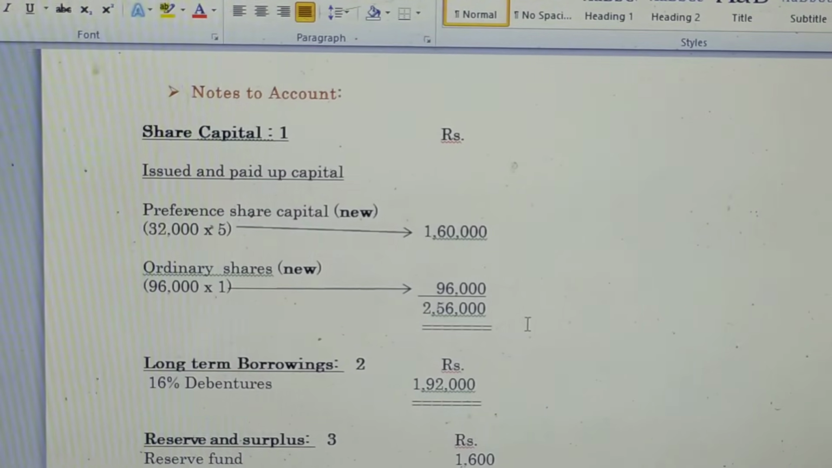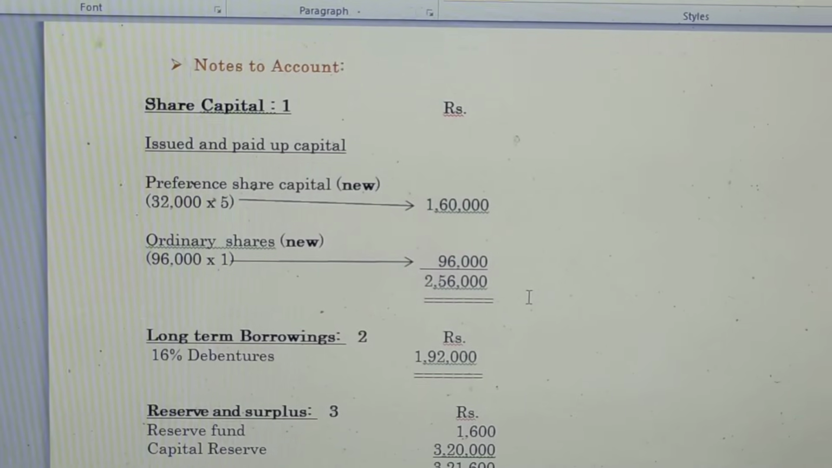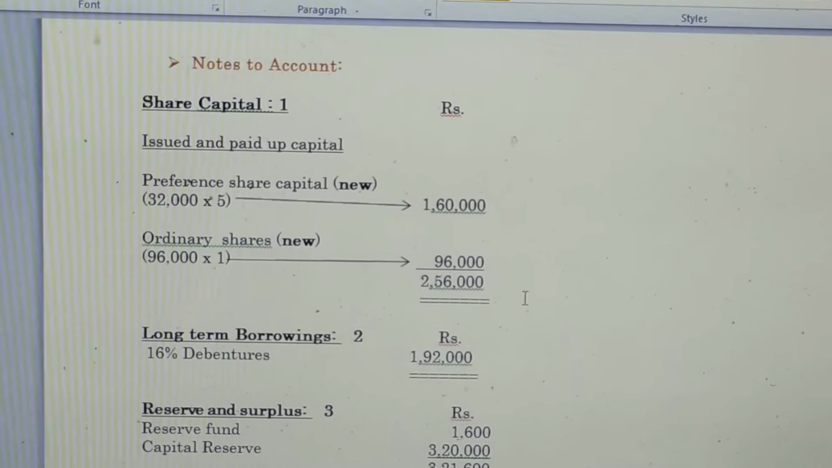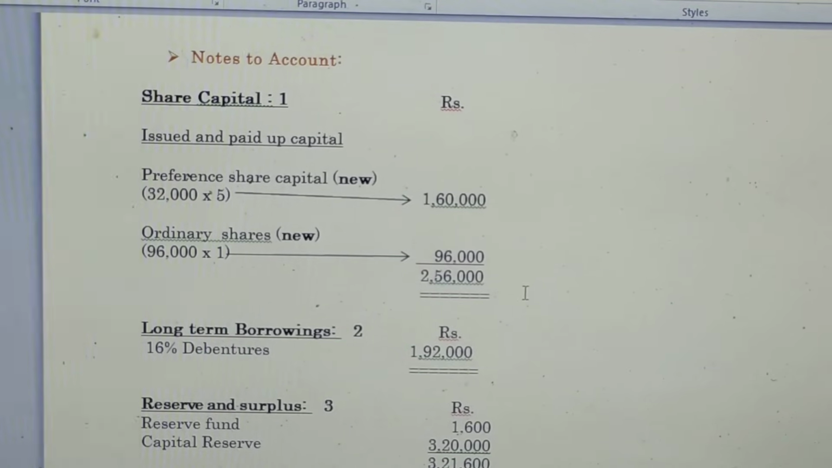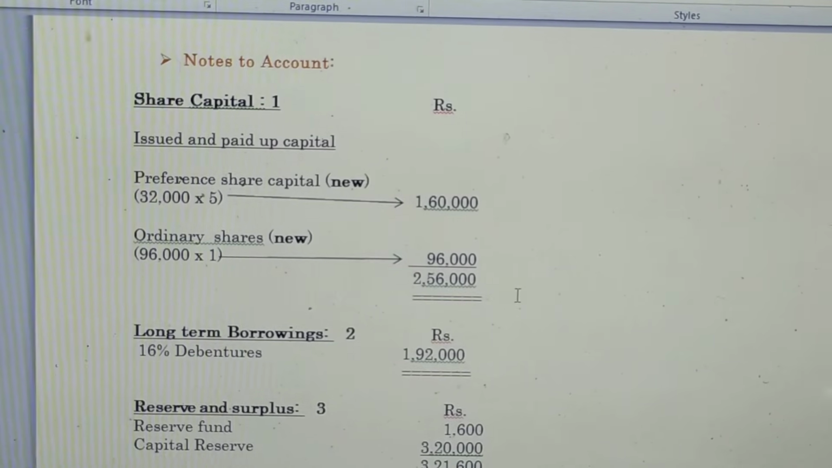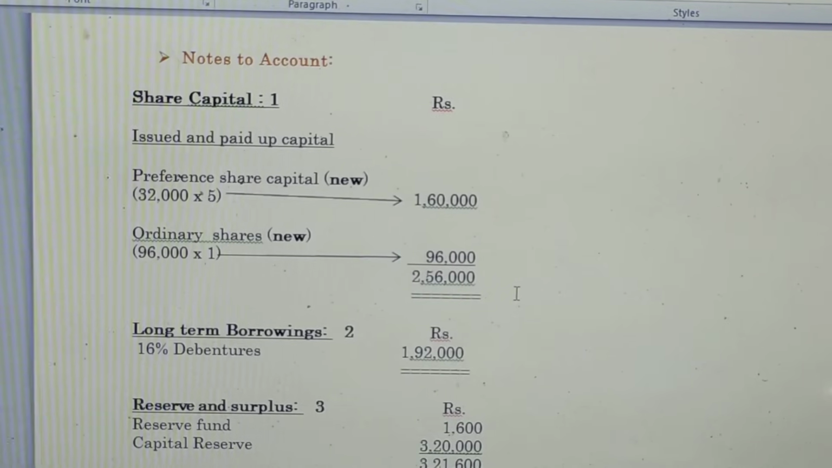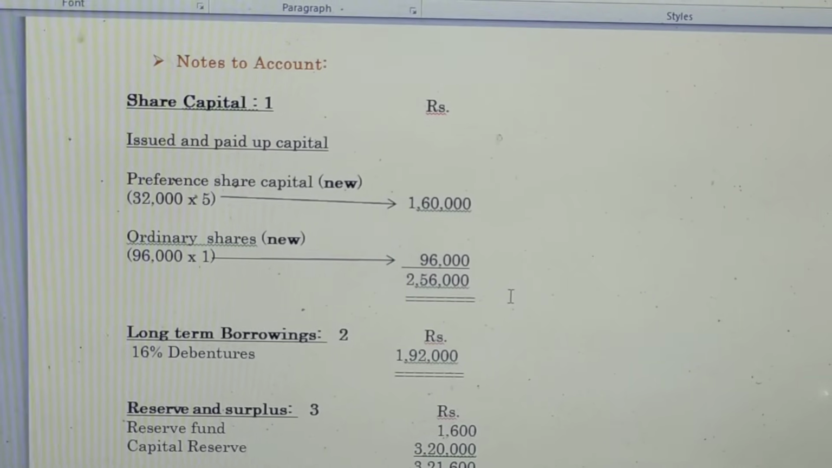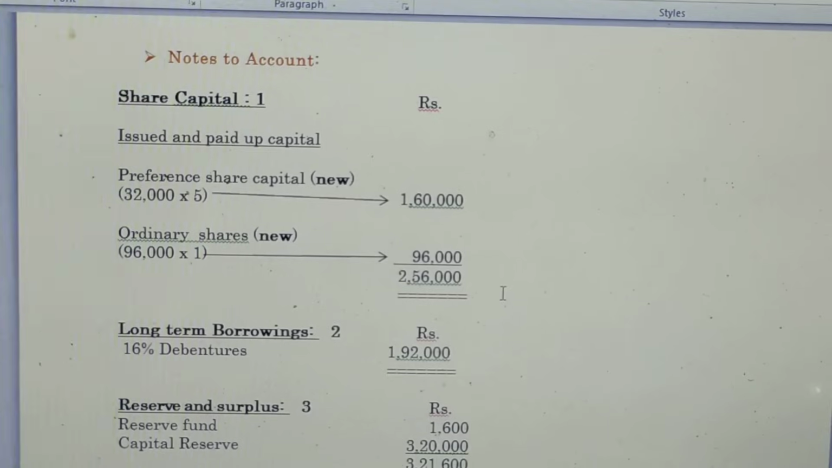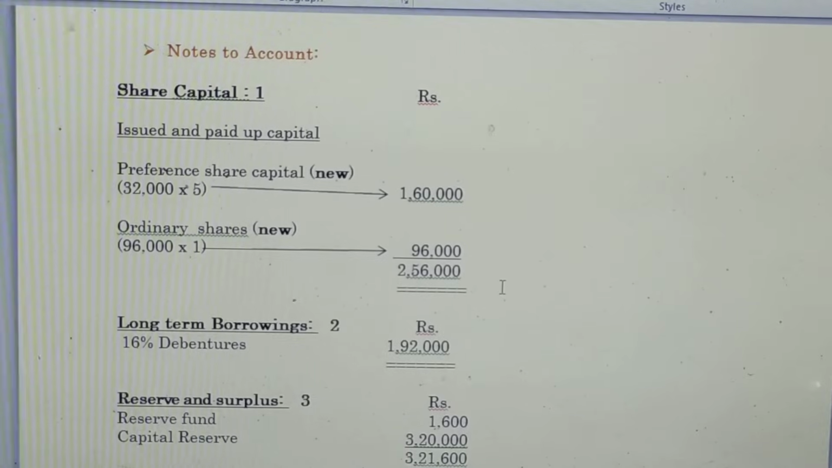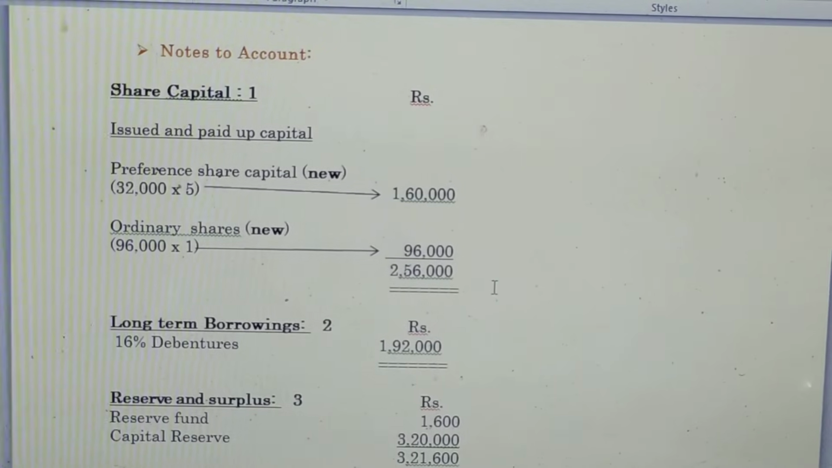Note number 1 is share capital. Under the share capital, issued and paid up capital. The preference share capital new is 32,000 multiplied by 5. The amount is rupees 1,60,000. Ordinary shares new 96,000 multiplied by 1. The amount is rupees 96,000. Then we have to add this amount. We get the total amount 2,56,000. That is the share capital total value.